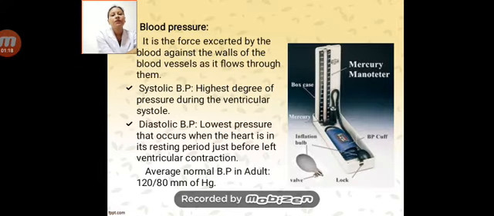So the blood pressure is the force exerted by the blood against the wall of the blood vessels as it flows through them. We have the systolic and the diastolic blood pressure. Systolic blood pressure is the highest degree of pressure during the ventricular systole, and the diastolic is the lowest pressure that occurs when the heart is in the resting period just before the ventricular contraction. The normal blood pressure average is 120 by 80 mm of mercury.